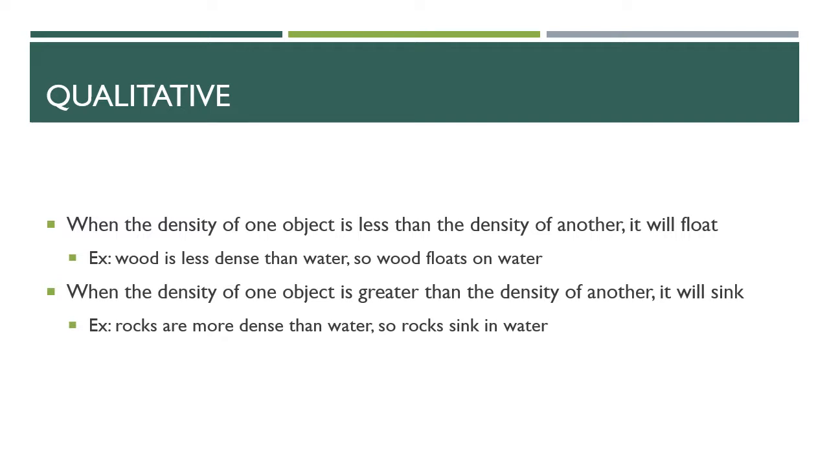When the density of one object is greater than the density of the other, however, it will sink. For example, rocks are more dense than water, and so rocks sink in water. The one thing I have not mentioned here is what if their densities are basically identical, as is the case for people and water, since people are mostly water. Generally what that means is they'll float either right at or just below the surface, because they have similar densities.